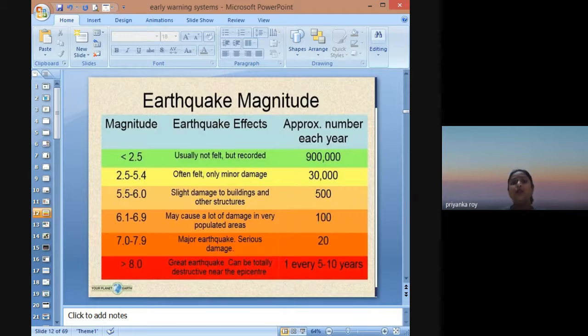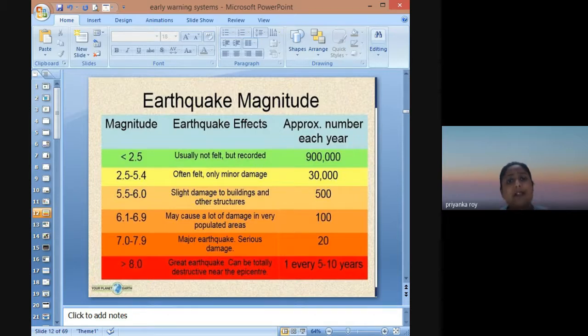So, earthquake magnitude ranging from 2 to 2.5 magnitude, that is, the earthquake effect is usually in the green zone, or the frequency can cross more than lakhs per annum. So it is usually not felt or recorded by the seismographs. Then more than 2.5 to 5.4, it is a minor jolt or minor movement which is recorded by the instruments of recording earthquakes.